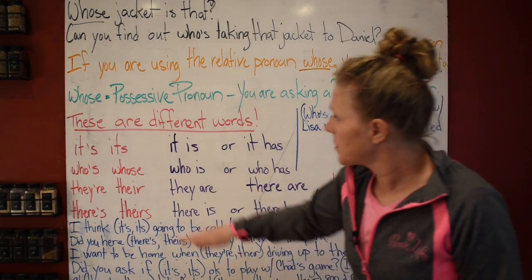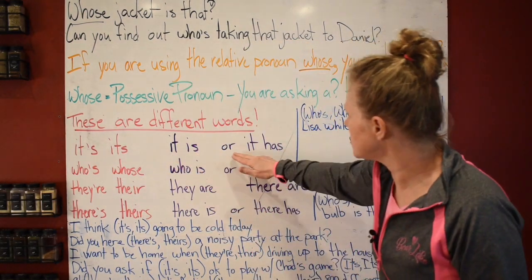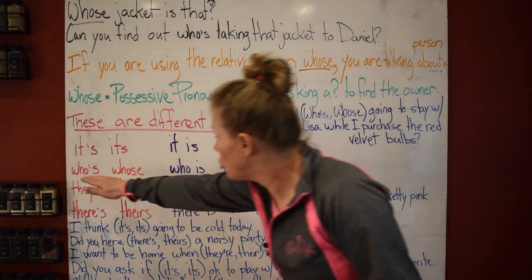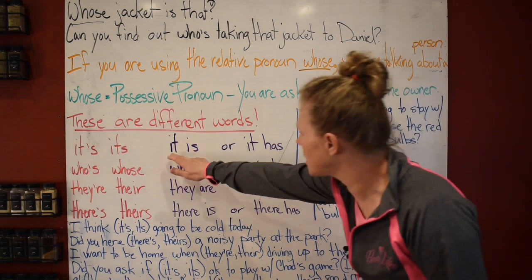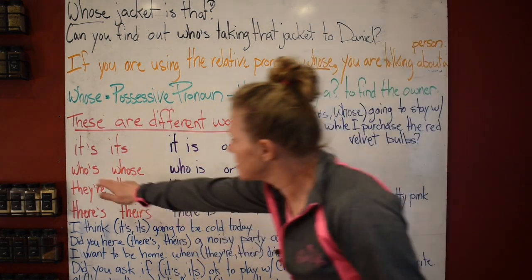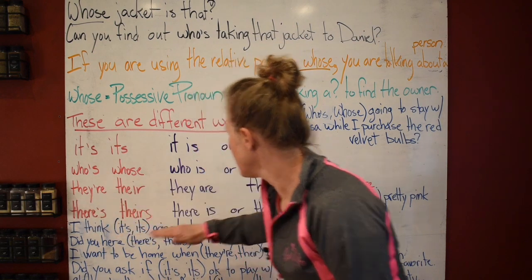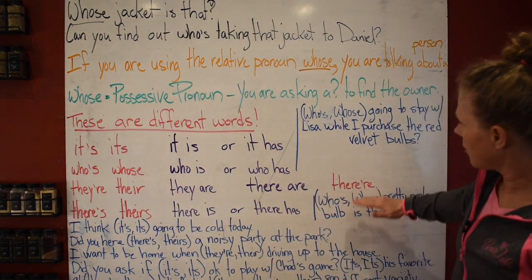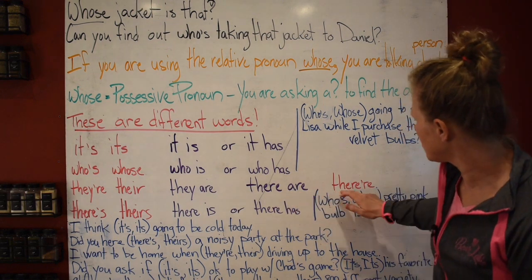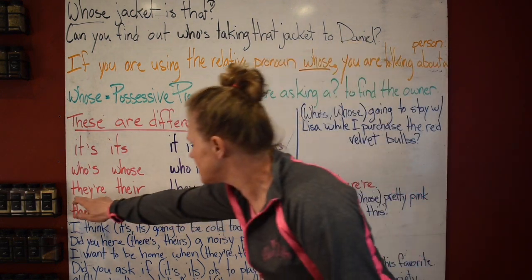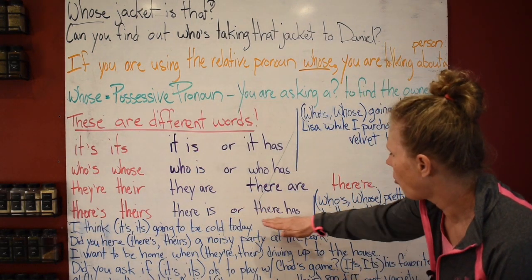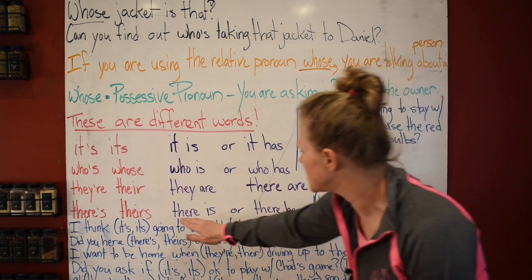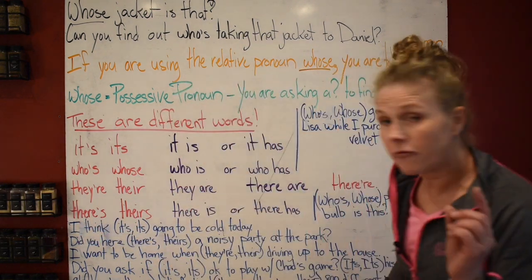Let's reiterate. It's means it is or it has. Whose means who is or who has. Subject, verb, subject, verb. There means they are. There means there are. Theirs means there is or there has. Subject, verb.